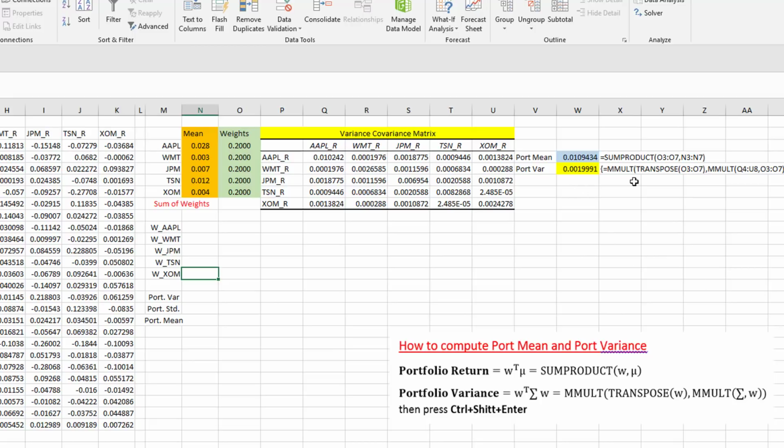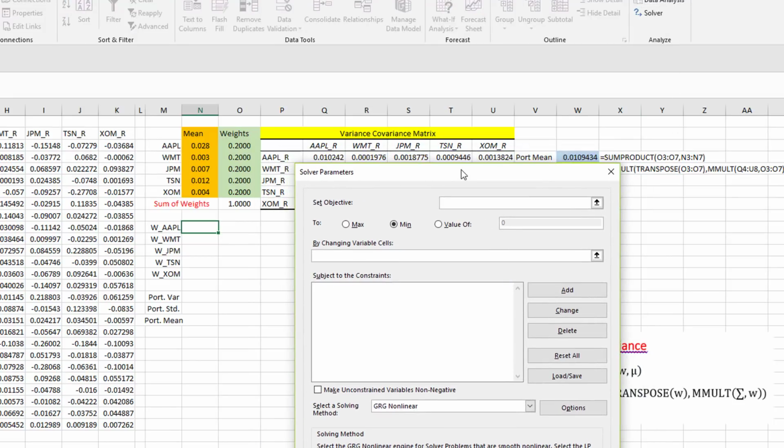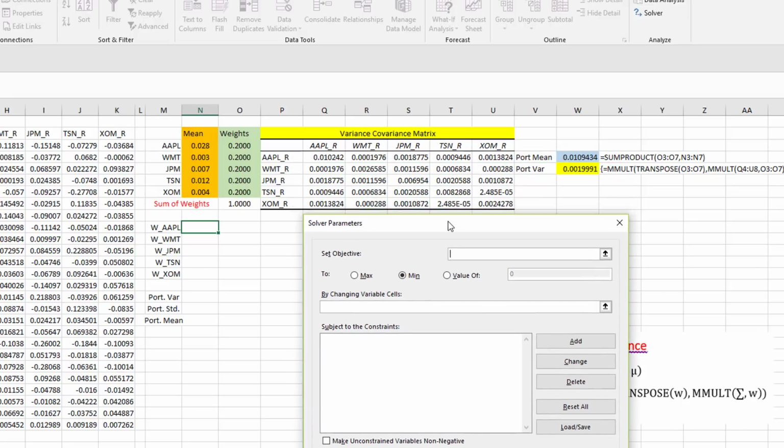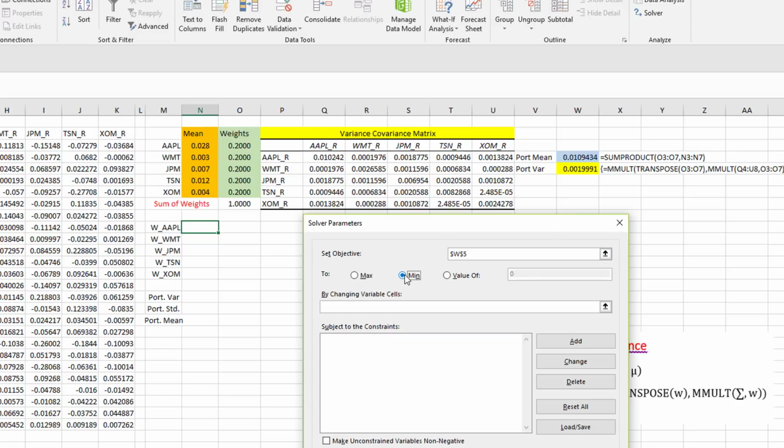In order to use the Excel Solver function, I need one more constraint here, meaning the sum of all the weights should be equal to 1. Once you have set that up, you can use Solver to calculate the portfolio weights. Click on Data and click on Solver. Once you click on Solver, you have a window where you have to make certain selections. What is your objective? Our objective is to always minimize the portfolio variance. So I'm going to select this portfolio variance, and our objective is to minimize.